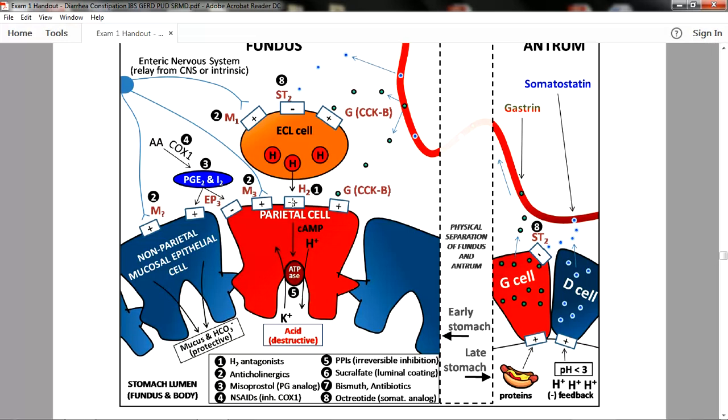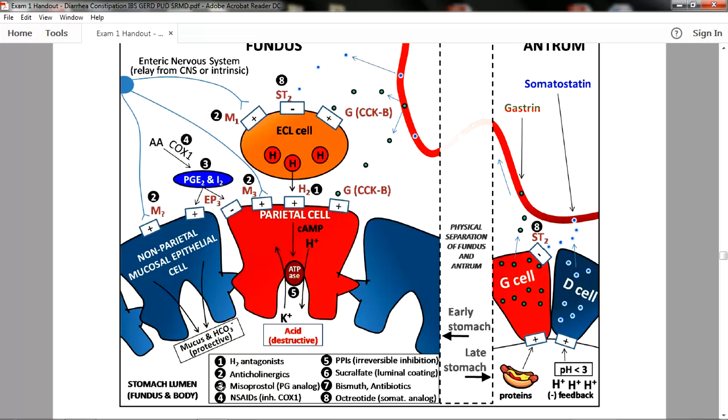So H2 blockers or antagonists are working on the parietal cell directly on H2. That would be cimetidine, ranitidine, nizatidine, famotidine. There's so many of those. They're still available over the counter and not too rare. Of course, they're still used quite often. Anticholinergics, again, they're not commonly used for things like peptic ulcer disease because there are a lot of side effects on the rest of the body. Okay, a lot of non-specific effects.